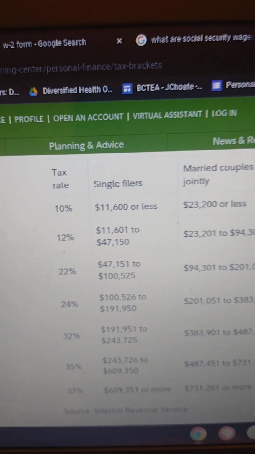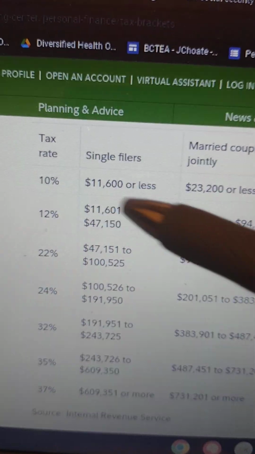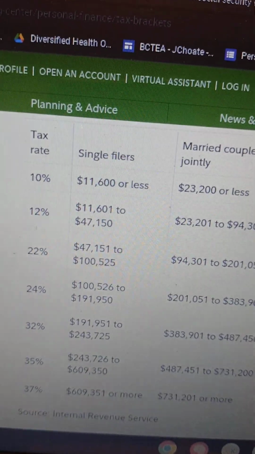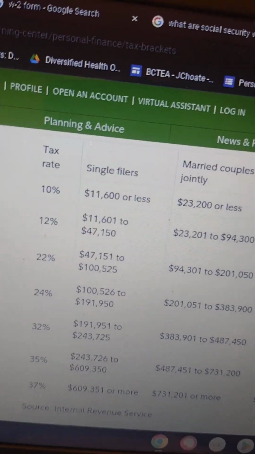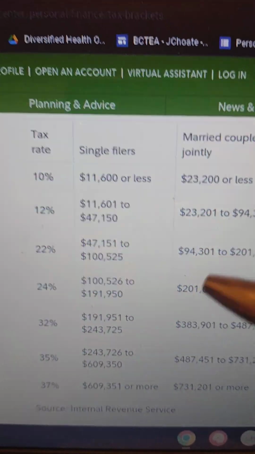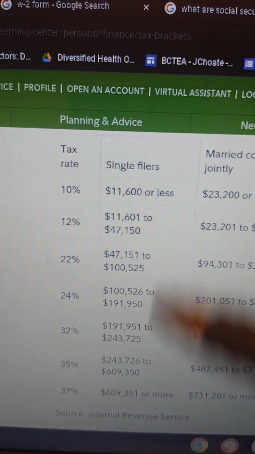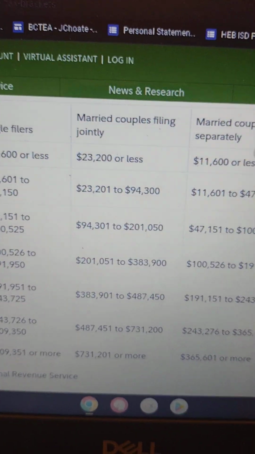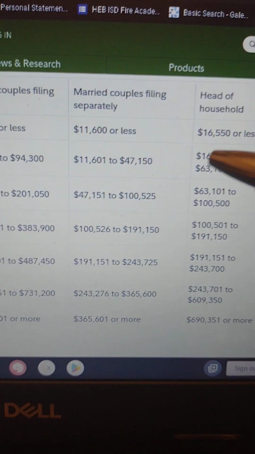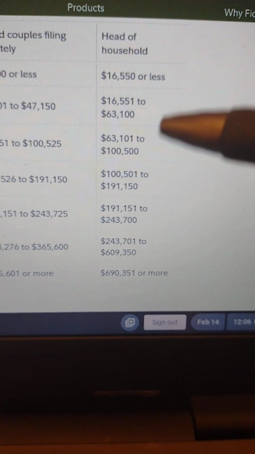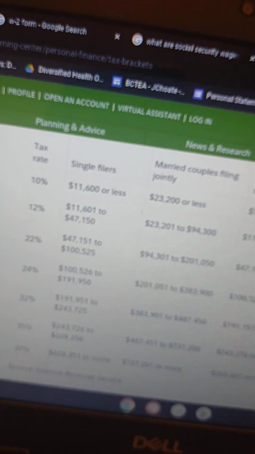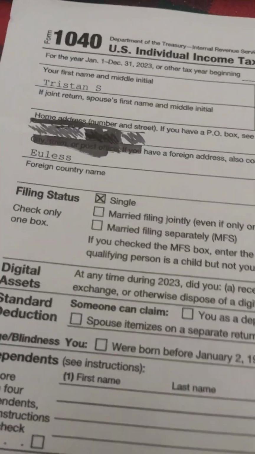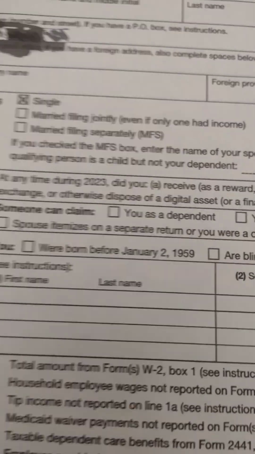So if we look up here, I'm a single filer, and I make less than 11,600. So I would have a 10% tax rate. Obviously it goes up. The more you make, the higher your tax rate is. As you see, it's different for each group, basically. All right. Now, we figure out that my tax rate is 10%. You're going to figure out your tax rate, and we're going to move on from there. We don't really need to do anything with that right now.